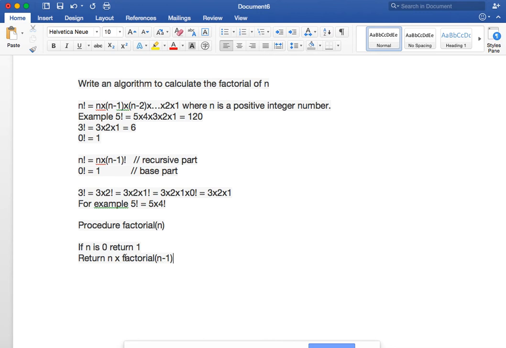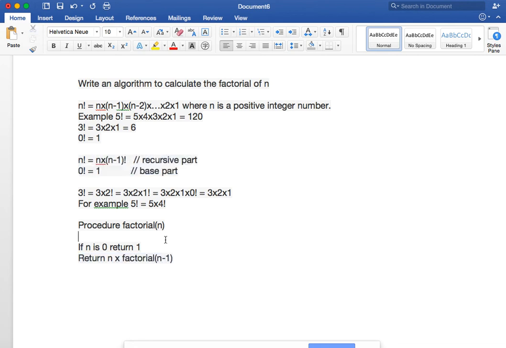Now, notice this is your recursive factorial algorithm: inside this algorithm, you call this algorithm again. So this statement is equivalent to n factorial is n times n minus 1 factorial. That's exactly the statement of the factorial definition.